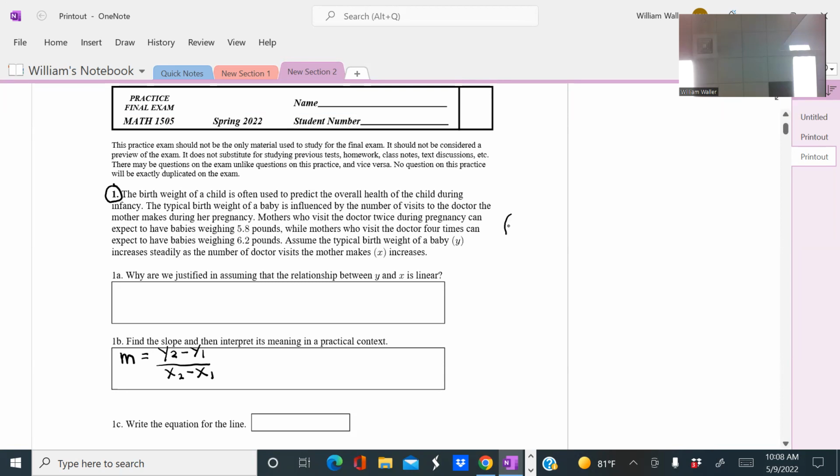Say that again for me now. Okay, well, 5. Okay, those are birth weights, right? But in your coordinates for points, you need both an x coordinate and a y coordinate. So you're telling me the y values, which are birth weights, but I need x values that go with those, right?